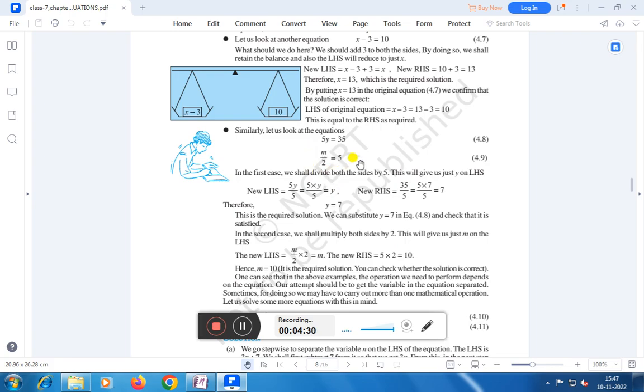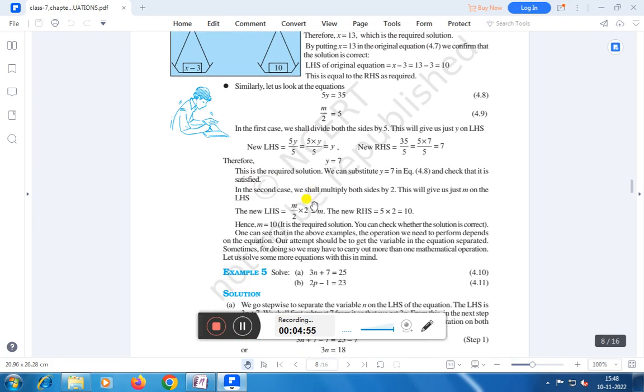Similarly, let us look at the equations 5y equal to 35, and m by 2 is equal to 5. In the first case, we shall divide both sides by 5. This will give us just y on the left hand side. 5y by 5 is y, and the new right hand side is equal to 35 by 5, that is 7. Therefore, y is equal to 7. This is the required solution. We can substitute y equal to 7 in equation 4.8 and check that it is satisfied.